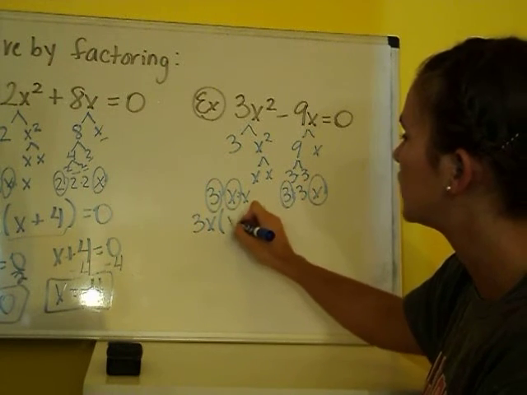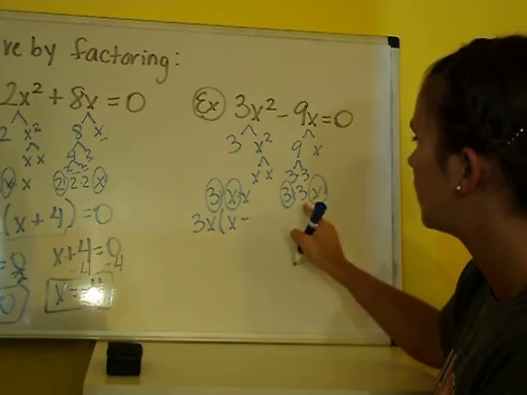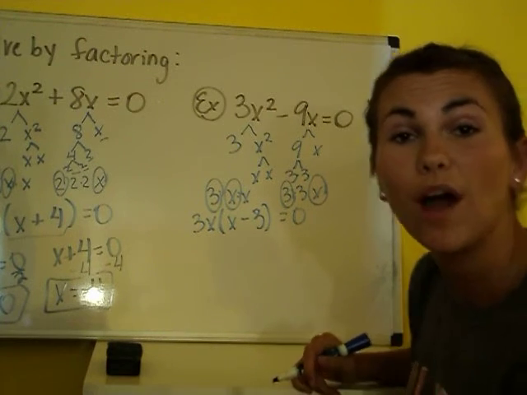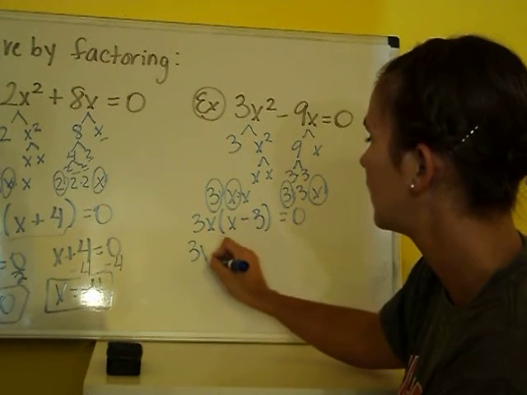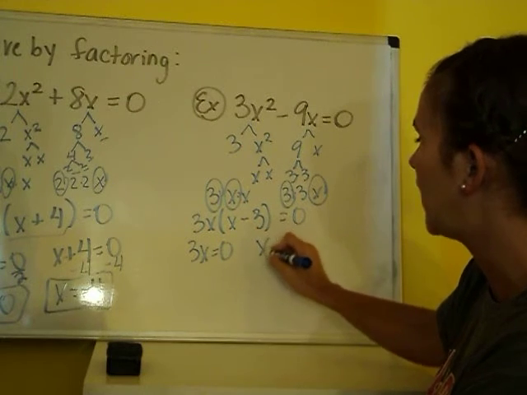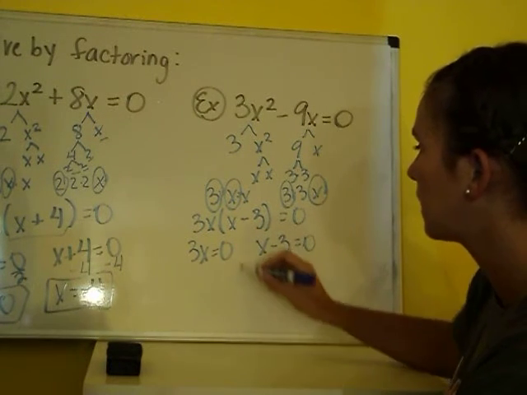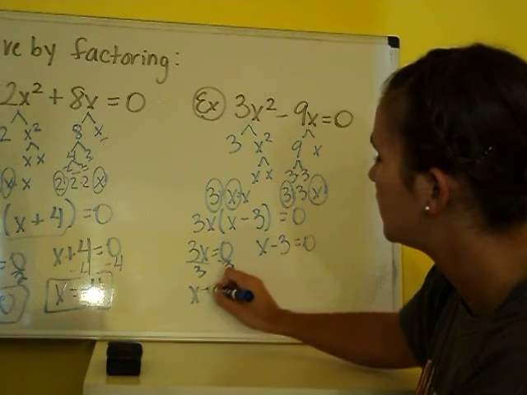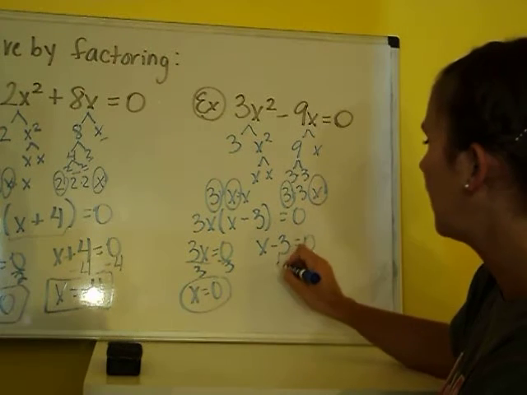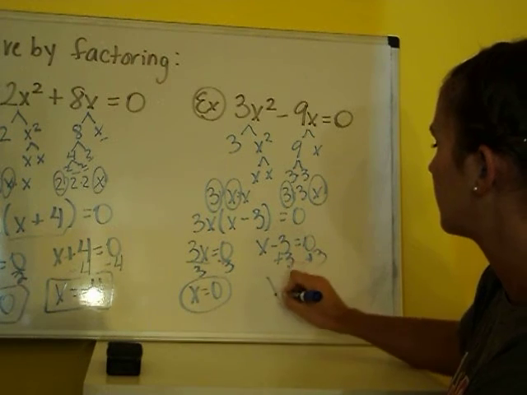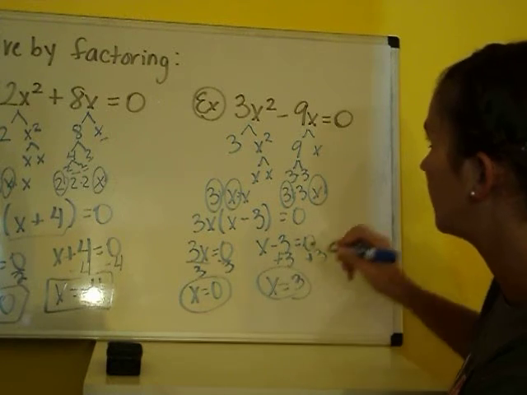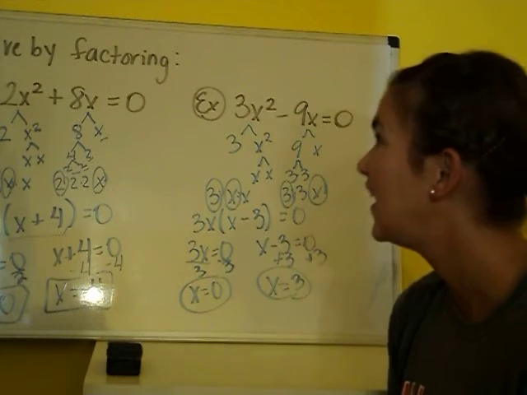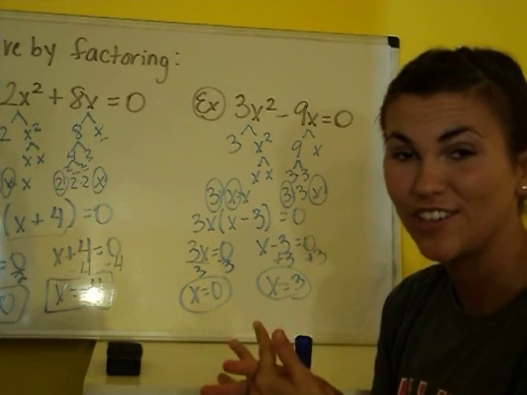And my leftovers, in the first term is x, I have a minus 3 equals 0. Okay, so using our zero product property, I take 3x, set it equal to 0, and I have x minus 3 equal to 0. So then I solve for x. I divide by 3. 0 divided by 3 is 0. And then I add 3. And x equals 3. Okay? That is zero product property, greatest common factoring, and putting them together to solve by factoring.